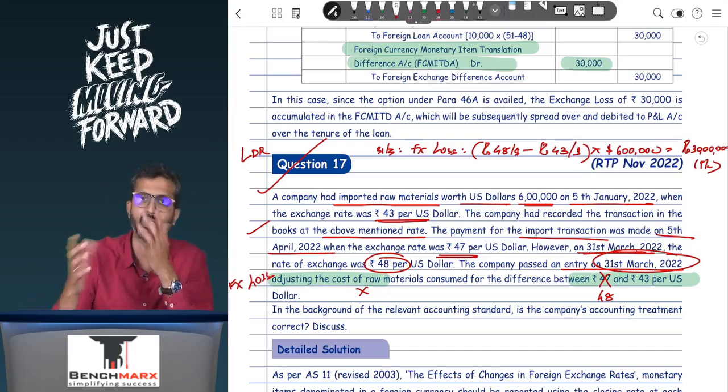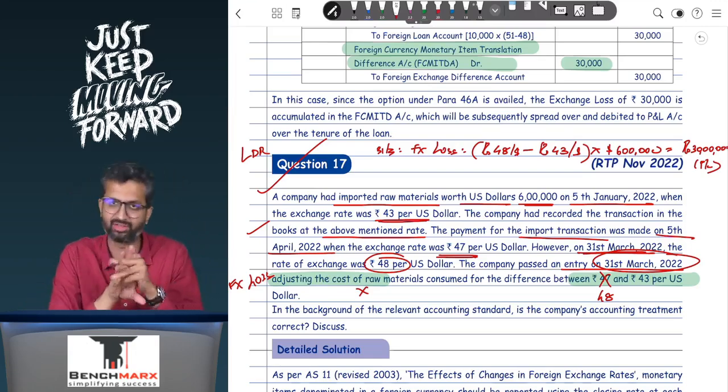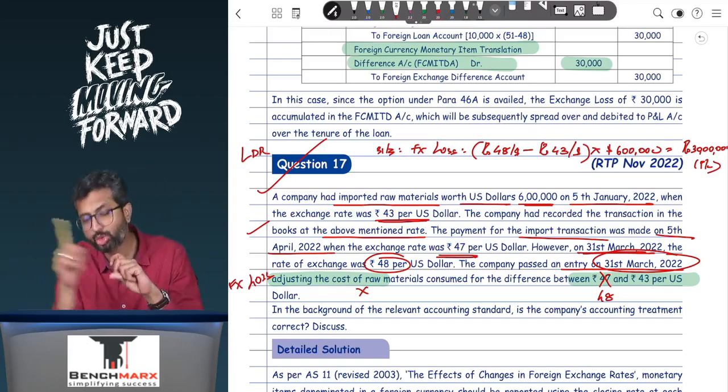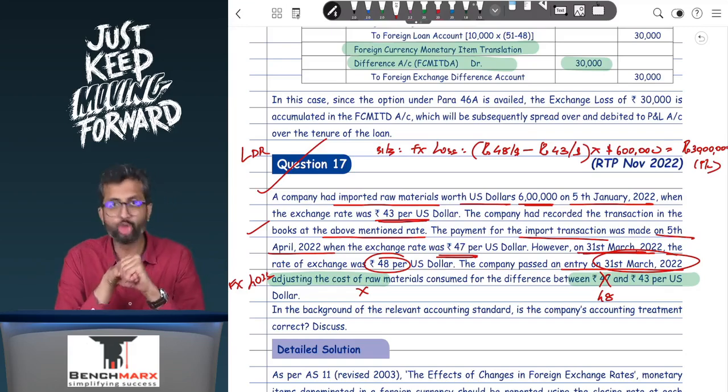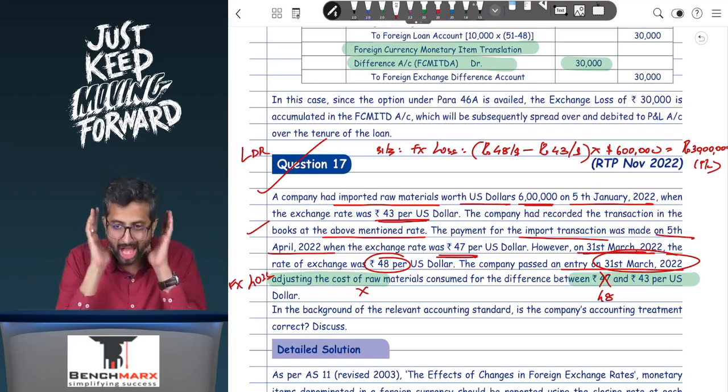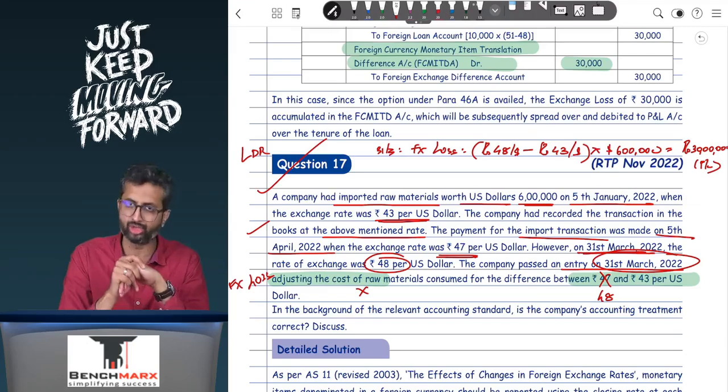Yes, in the coming year on 5th April, if you are actually paying 47, then there will be a 1 rupee gain which will go in the P&L in the next year. But that does not mean you record it today. It is not an adjusting event. You have to take the closing rate as the rate on the balance sheet date.